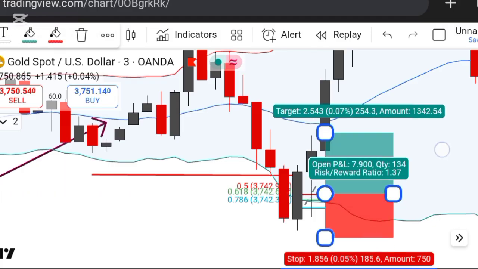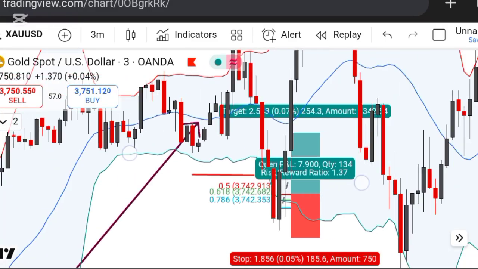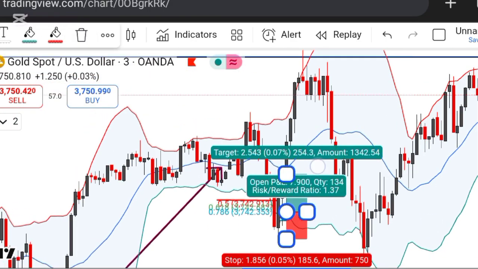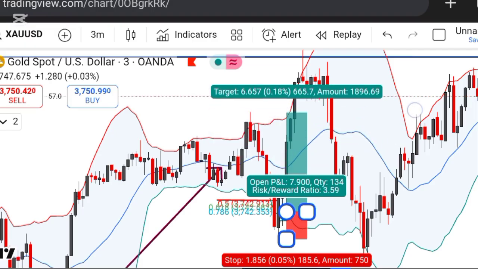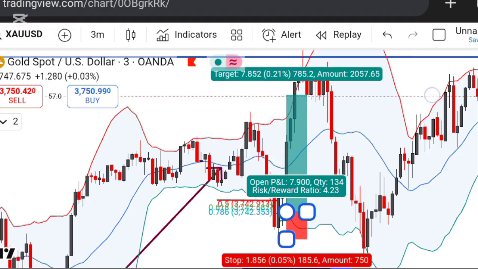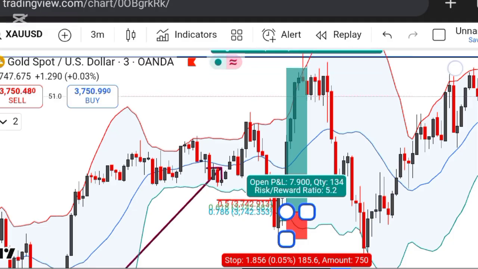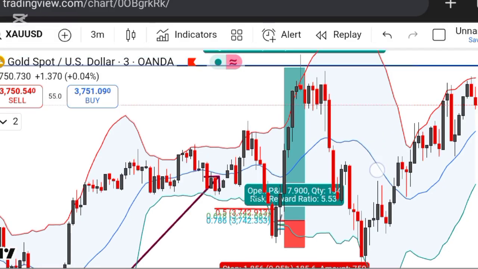Stop loss comes below, and you go for 1:4 first. 1:4 before you start trailing your stop. So you hit your 1:4 right there. You keep trailing your stop. 1:5 was right there. You keep trailing your stop.